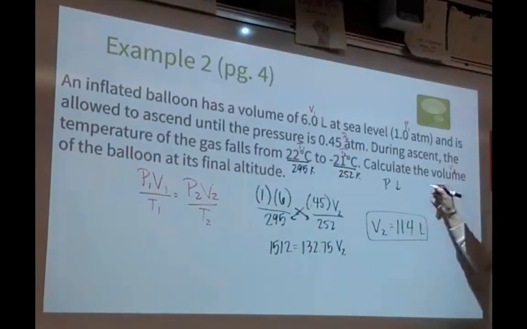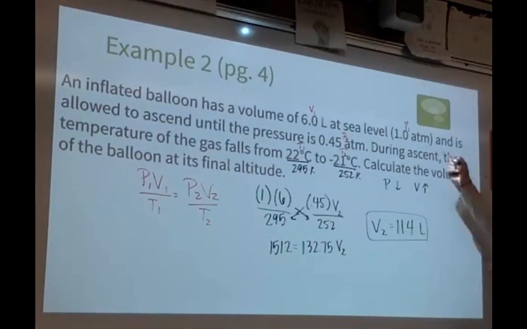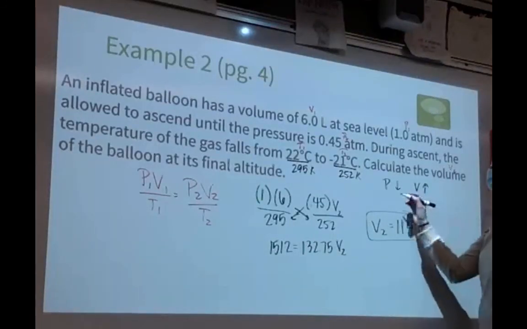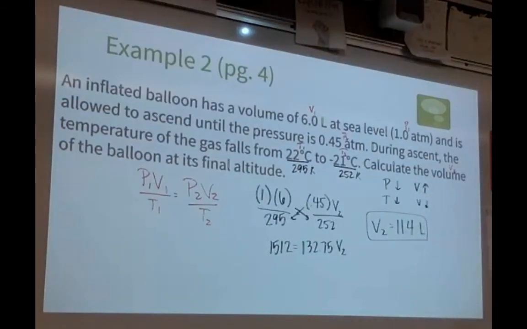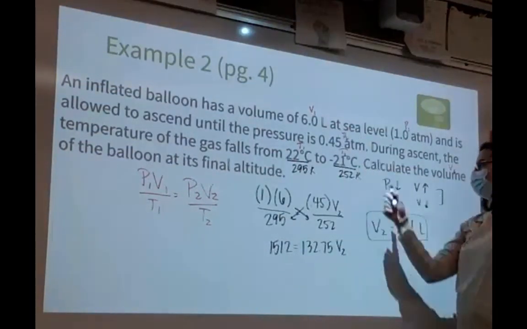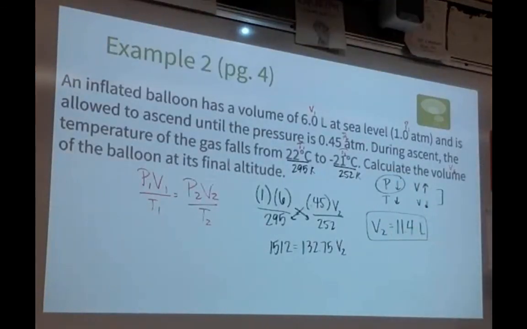When pressure goes down, that means that we're reducing the number of collisions. When pressure goes down, volume will actually go up. Those are inversely related. So based on pressure, we expect volume to go up. But then if we actually look at temperature, it goes down, so we would expect volume to go down. So actually looking at this, sometimes there are questions that say, which variable has more of an effect? Well, if our volume went up overall, pressure actually has more of an effect on this.